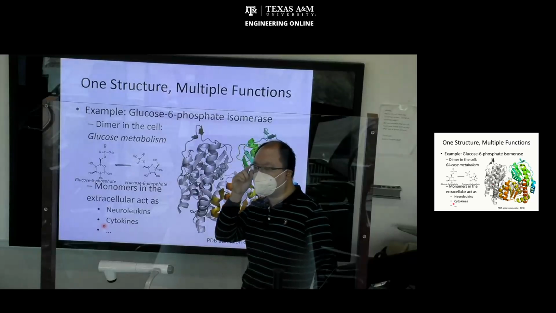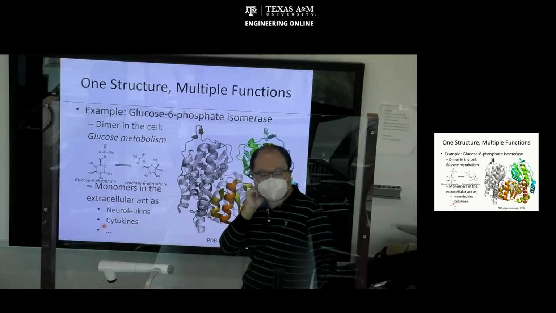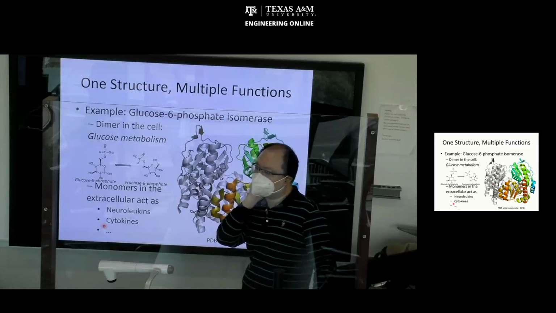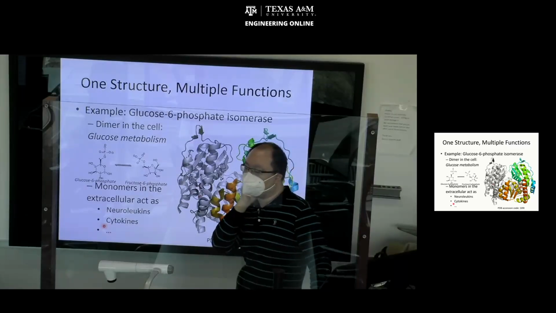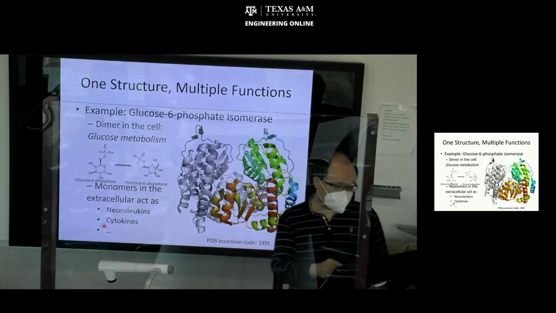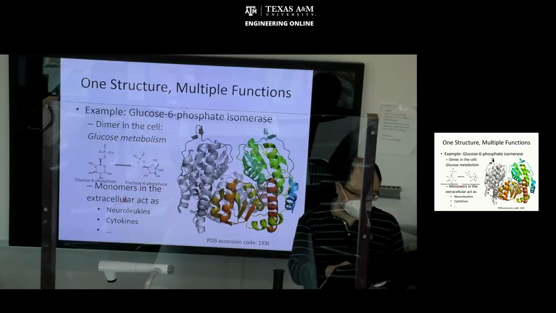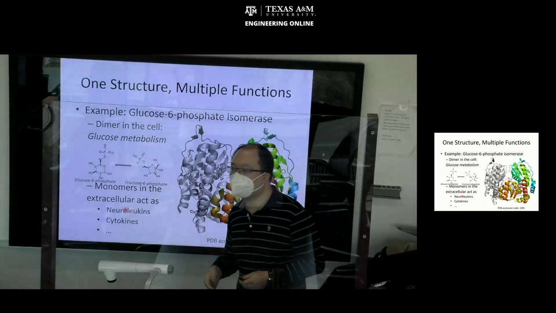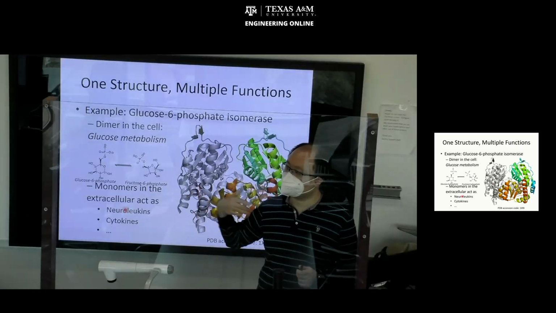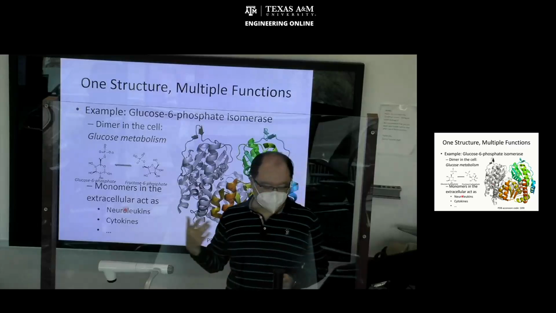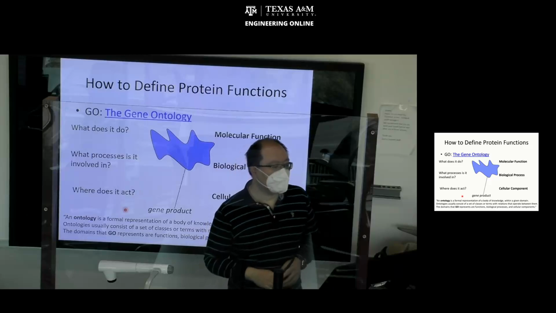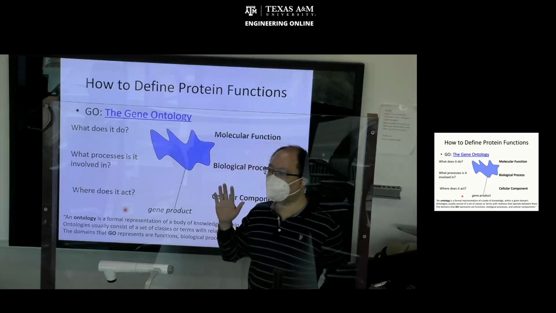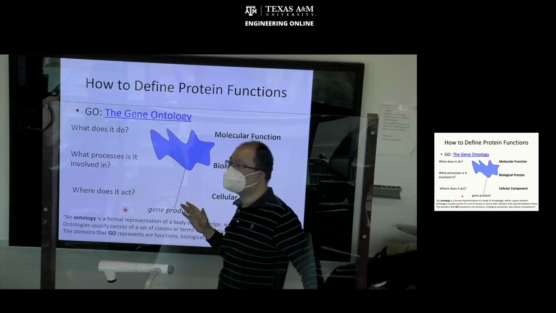So now you see there's a problem, right? First of all, functions have no natural dimensionality to begin with. Secondly, function is not just sequence and structure determined. It's also context dependent, right? If it's in the cell or outside of the cell, if it's a dimer versus a monomer, or the function could depend on what partners or protein interactions you form, right? So that's a complication. Then how do you define functions? The way you define protein functions, how many of you have heard of gene ontology? Good.